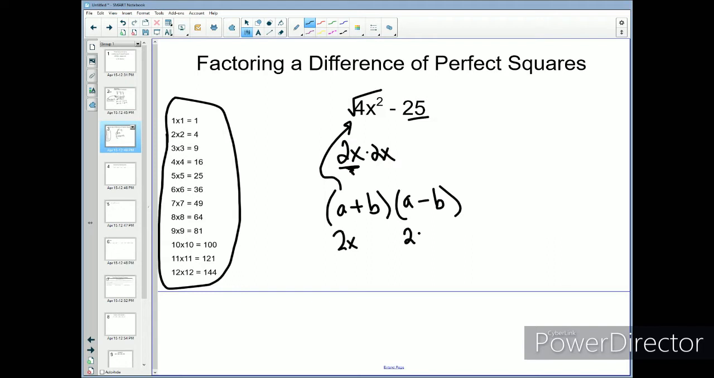And wherever we see a, we're just going to replace it with 2x. And b is going to be the square root of our second term. What's the square root of 25? It's 5. Technically, it's also negative 5. We're not going to bother with that in this case. Don't worry about it yet, but worry about it later. We'll talk about it again later. All right. So b is 5, so it's going to be 2x plus 5 times 2x minus 5.